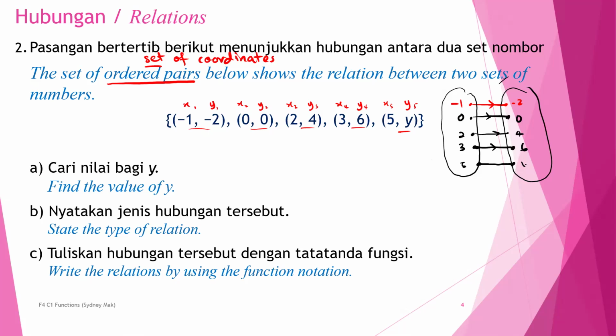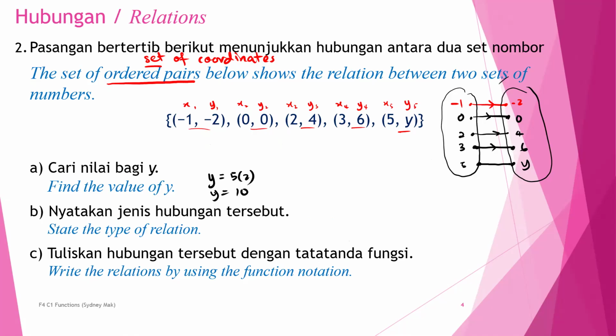What do you think y is? 10. Yes, it's 10. How do you know it's 10? Because this set basically times 2, then you get the value in the second group. So the answer is 10. So y equals 10. How do you get 10? 5 times 2, 10.